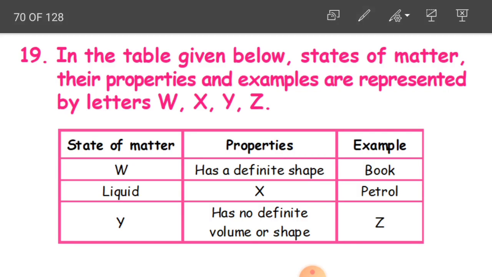And 19th one. In the table given below, states of matter, their properties and examples are represented by letters W, X, Y, Z. Okay, so let us read this first.